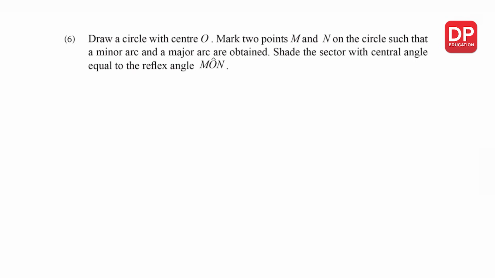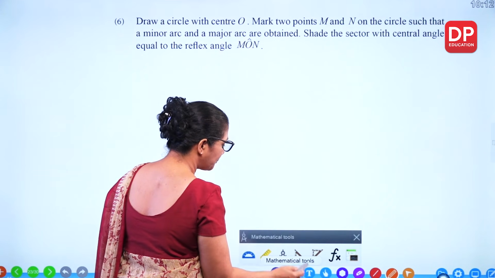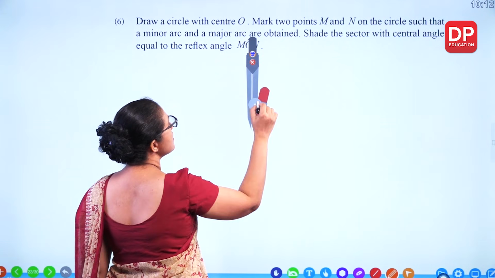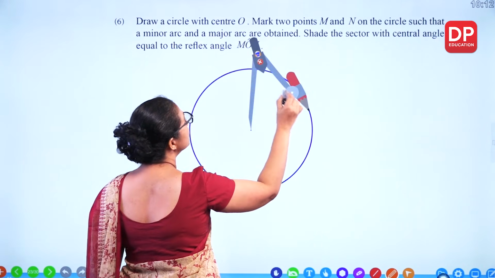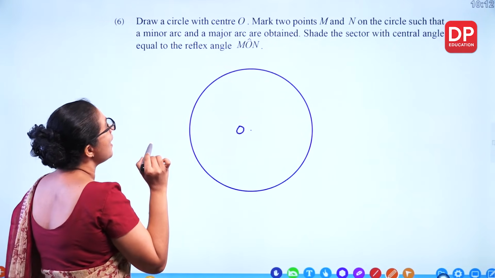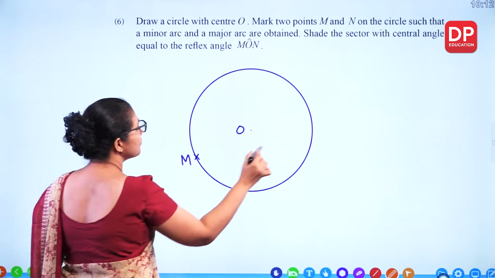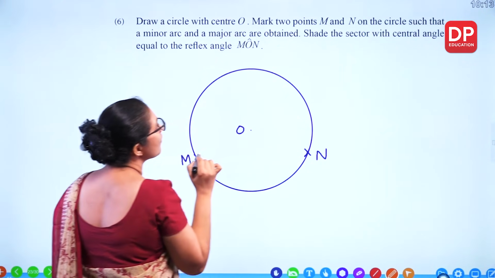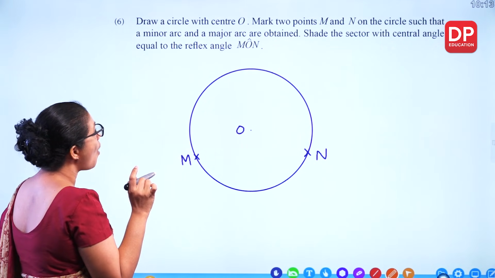Draw a circle with center O. Mark 2 points M and N on the circle such that a minor arc and a major arc are obtained. So you can draw any circle. You can take any length and draw a circle. Mark the center as O and any 2 points M and N on the circle such that a minor arc and the major arc are obtained.